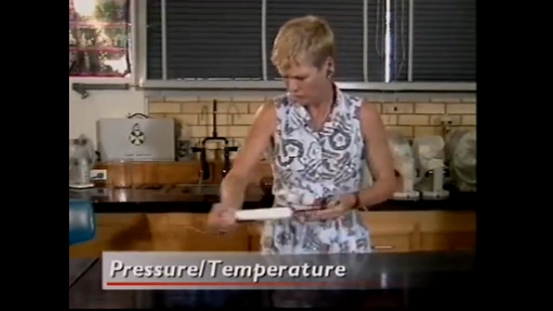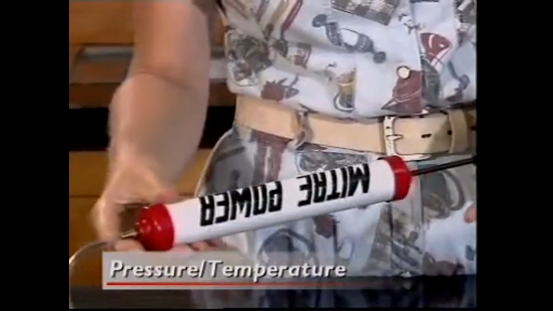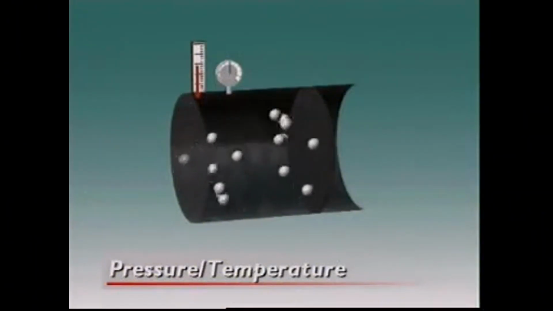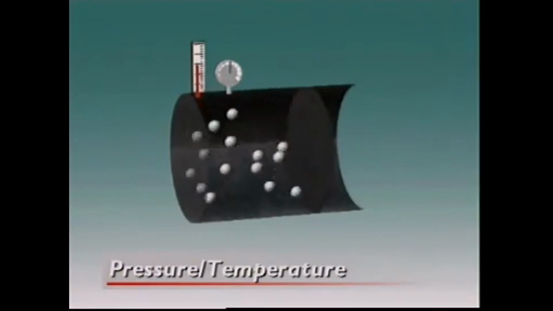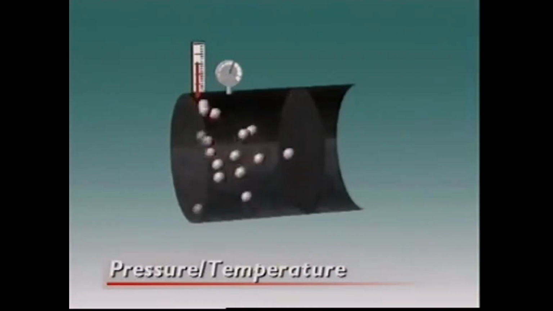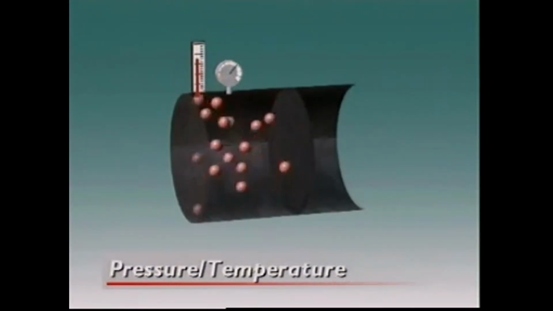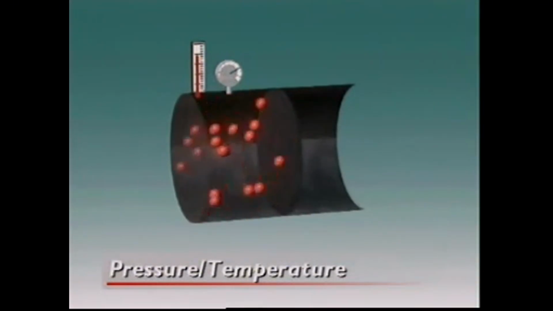The pressure and temperature of a gas are linked. As pressure goes up and down, so does temperature. This container has a fixed amount of gas. A plunger seals one end of the container. A pressure gauge is attached, and a thermometer.